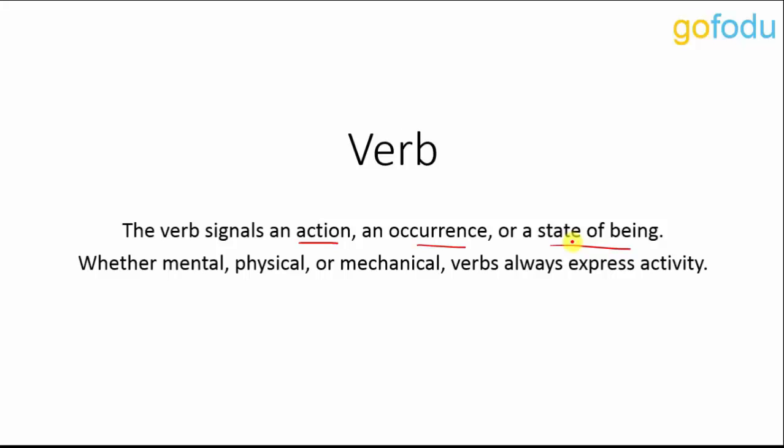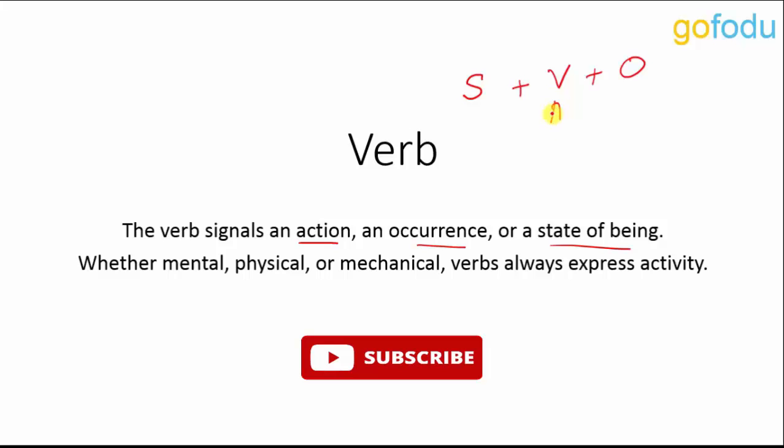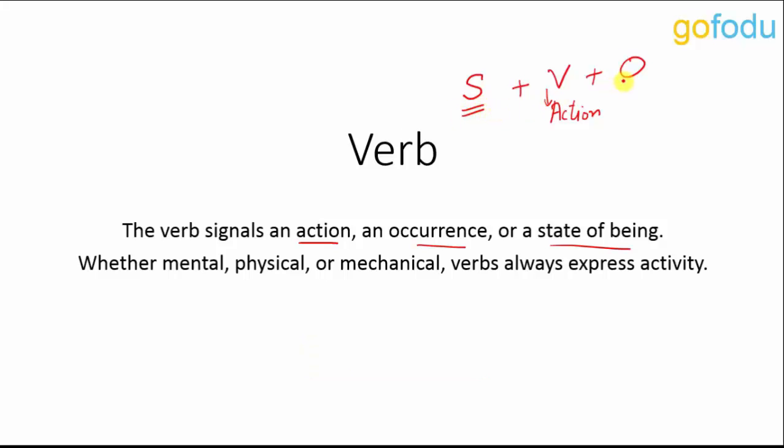Most of the verbs show action, but some verbs do not show action and just indicate existence or state of being, like appear or seem, just a state of being of the noun. Every sentence must have a verb. As we've studied earlier, a sentence has three parts: subject, verb, and object. So the verb defines what action or what state of being is done by the subject, and further what action is received by the object. All right.